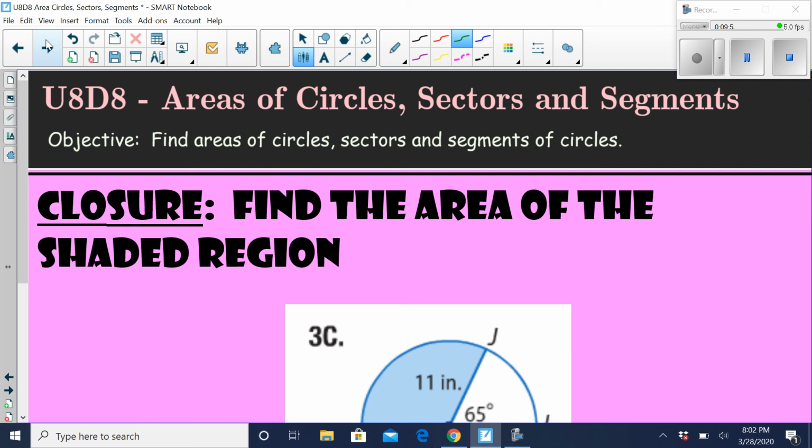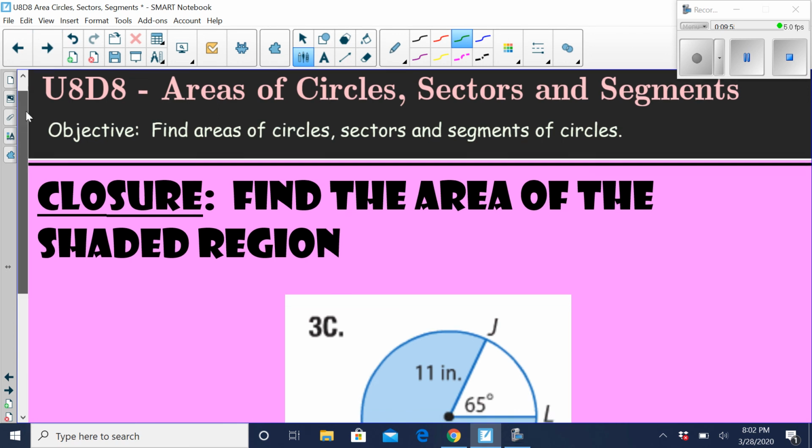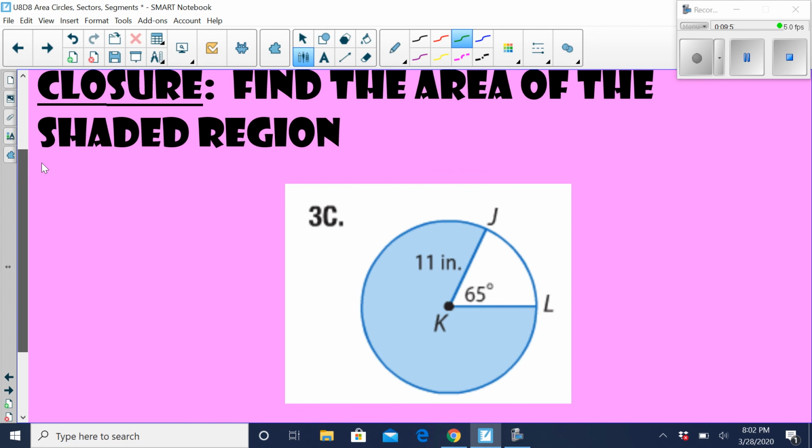The last problem is just going to review how to find the area of the sector, which we did on each page, but it's saying find the area of the shaded region. Some students will look at this and not think that it's a sector, but remember, it's just the region that's bounded by the arc. So what I can do is find the measure of this angle right here by taking 360 and subtracting the 65. It's going to leave me with 295.